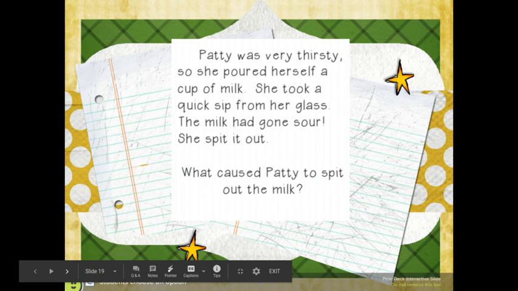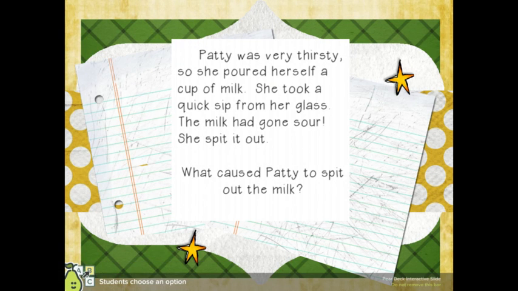Here's our first practice. It says, Patty was very thirsty, so she poured herself a cup of milk. She took a quick sip from her glass. The milk had gone sour. She spit it out. What caused Patty to spit out the milk? What do you think caused Patty to spit out the milk?